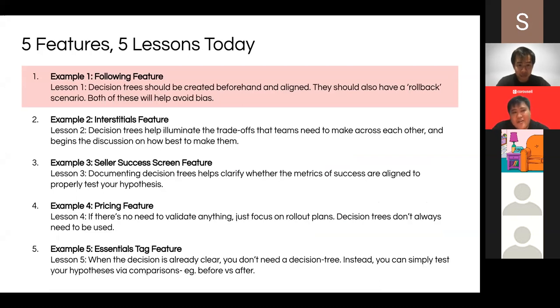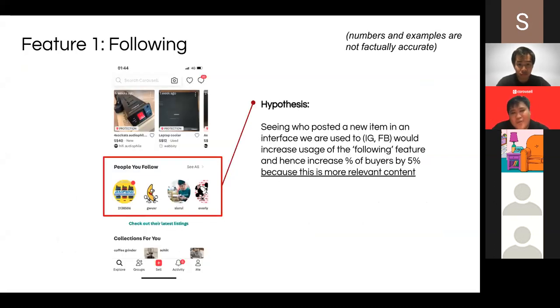So I'm going to go through 5 examples, or 5 features today, to elucidate 5 different lessons. As we go through, I'll talk these through. The first one is a following feature. Again, these numbers and even this logic are not factually correct; it's more illustrative. Here you see on the left I've drawn a little box: I follow my boss, of course, Siu Rui, people I follow.